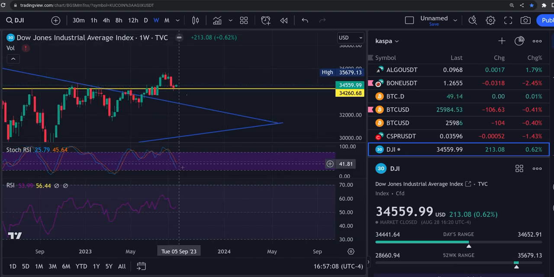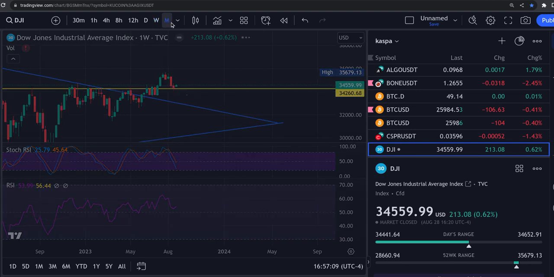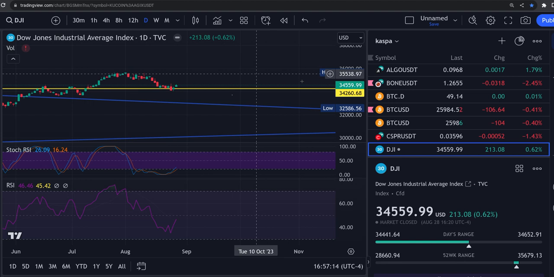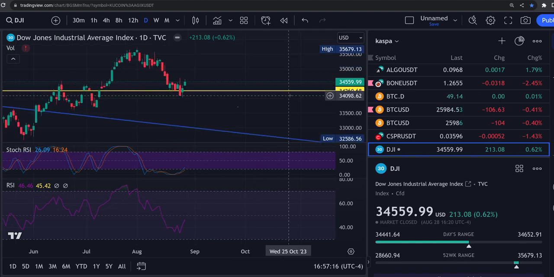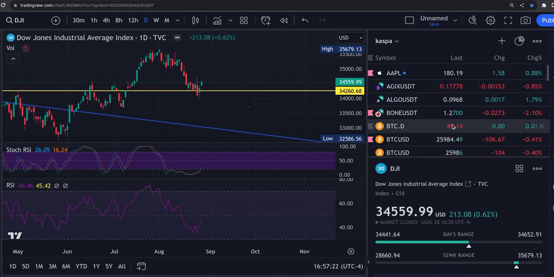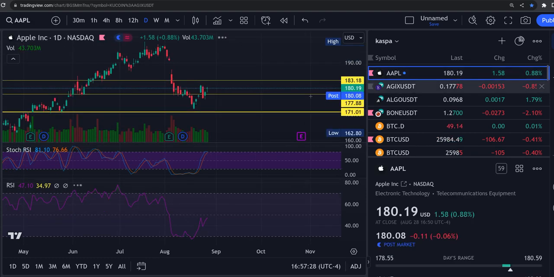All right. We have the weekly pulling down. The monthly is still heading up, and the daily is just starting up. All right, so you always want to keep an eye on that thing, because the Dow Jones pretty much runs the market. But right now, Apple's up $1.58, and we went over that chart, guys. So please keep an eye on it.